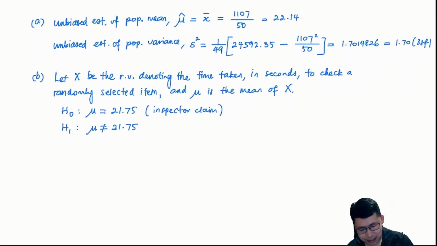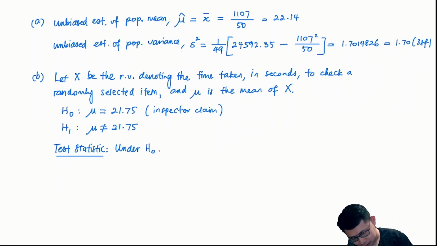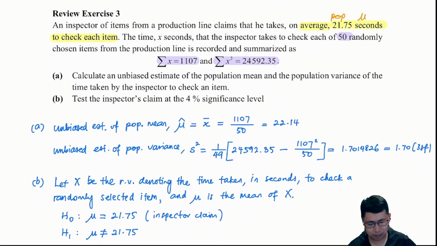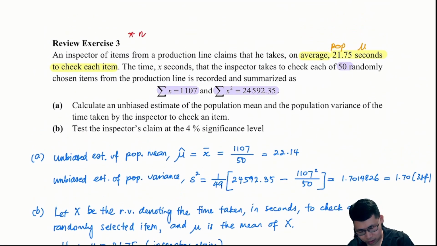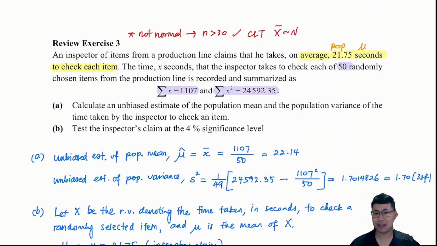Okay, so this one over here, let's set up our test statistic. The thing is that for this question, there's no mention of a normal distribution under H naught. So this one over here is not normal. Because it is not normal, we need to check the sample size. The sample size n is greater than 30, and because of this, we can use the CLT to get our x bar to be normally distributed.